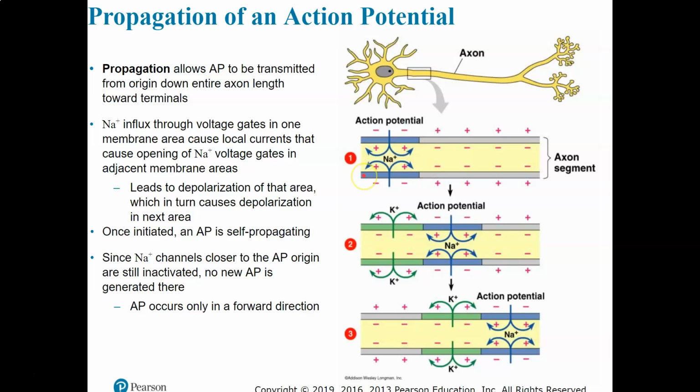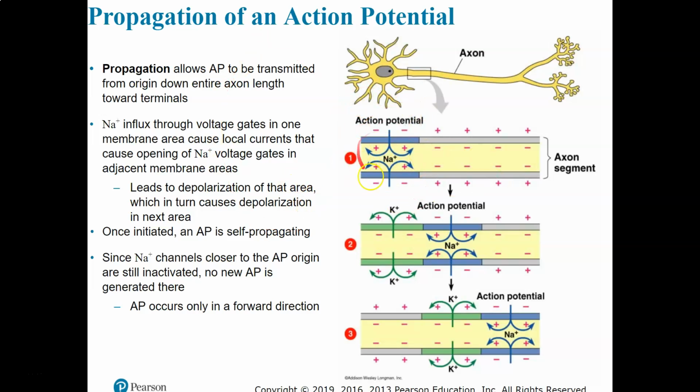Action potentials only move one way, down the axon from the cell body, from the axon hillock, to the axon terminals. Doesn't move the other way because these sodium channels, after opening, inactivate.